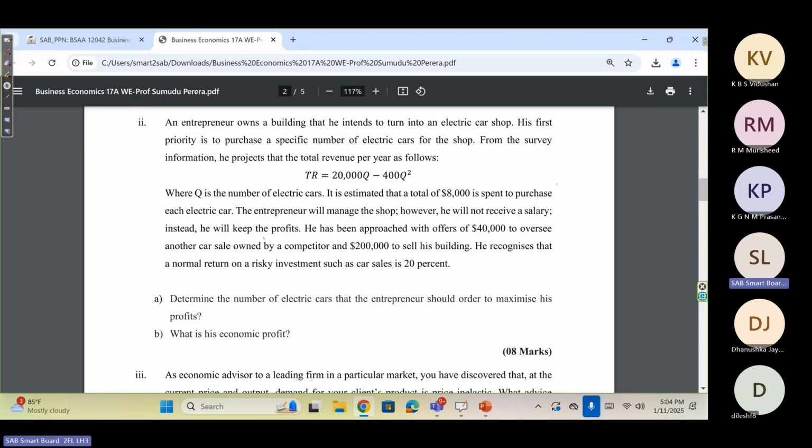He recognizes that a normal return on a risky investment such as car sales is 20%. Determine the number of electric cars that the entrepreneur should order to maximize his profits. What is his economic profit?